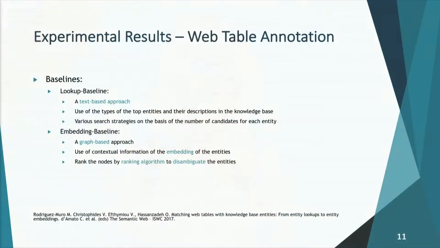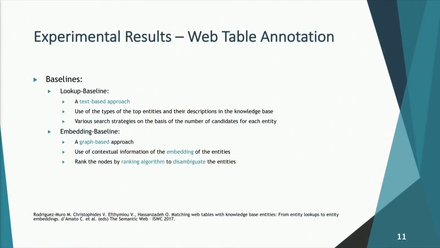And we need baselines to compare our algorithms against on these 2 datasets. The baseline that we are using is from another paper by Rodrigo Moore, where we have one baseline for our context lookup method and another one for our embedding method. The lookup baseline is a text-based approach that uses the entities and types in order to disambiguate and then applies various search strategies based on the number of candidates, while the embedding baseline is a graph-based method that uses the embeddings of the entities, and by a ranking function it annotates.